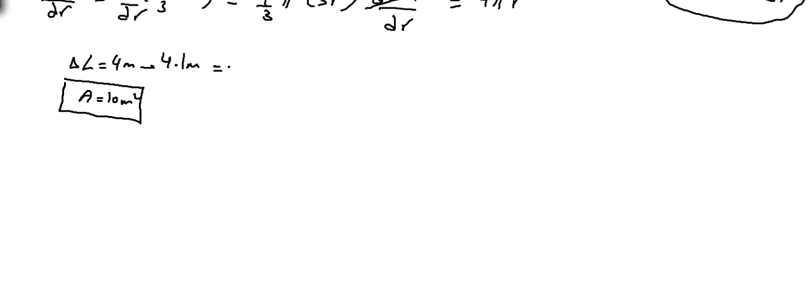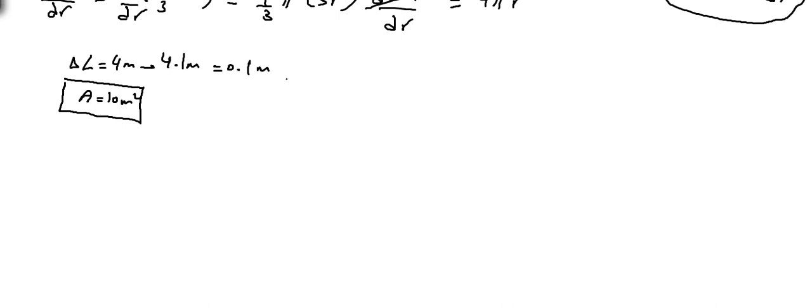The length of a rectangle. This is nice. We have a rectangle. Let's say the area of the rectangle is 10 square meters, right? The length increases from 4 meters to 4.1 meters. So delta L, the increase, is 0.1 meters.